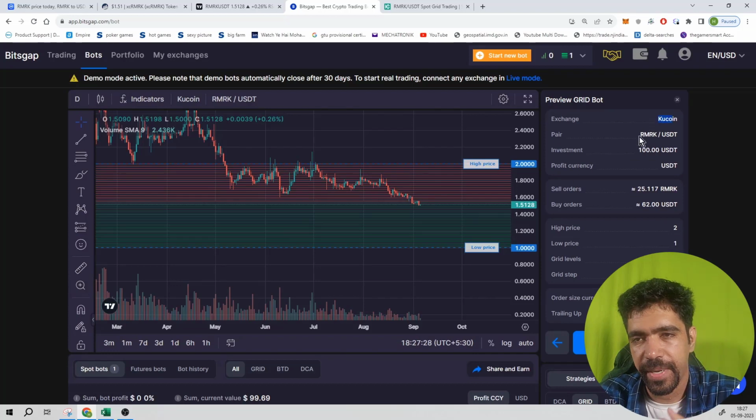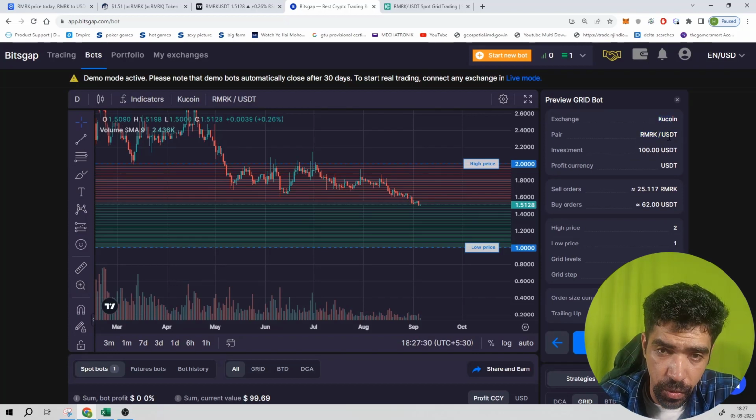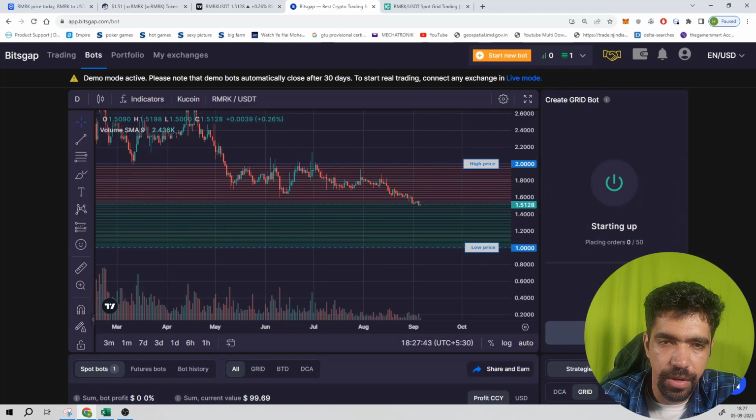Alright, so click on continue. Exchange is KuCoin, the pair is RMRK. So this is the base currency and this is the quote currency. Investment is $100. High price is $2, low price is $1. Grid levels are 50. So based on these three values, the grid step size is calculated automatically as 1.39%. So after you are satisfied with all those parameters, you can start the bot on the Bitscape application.